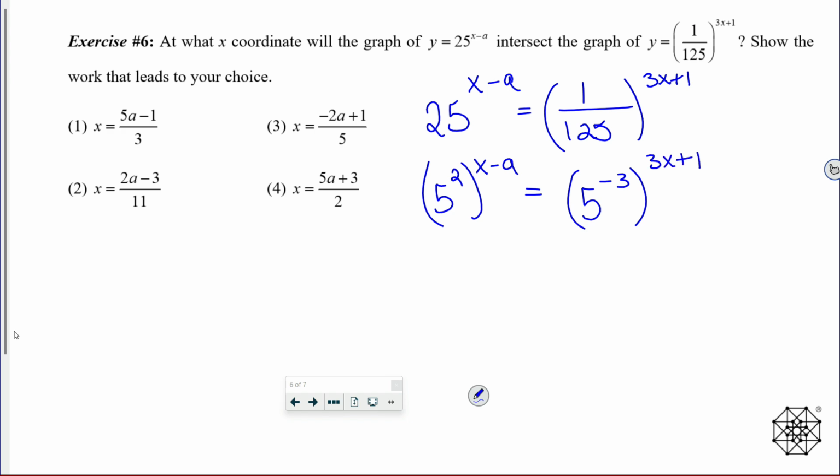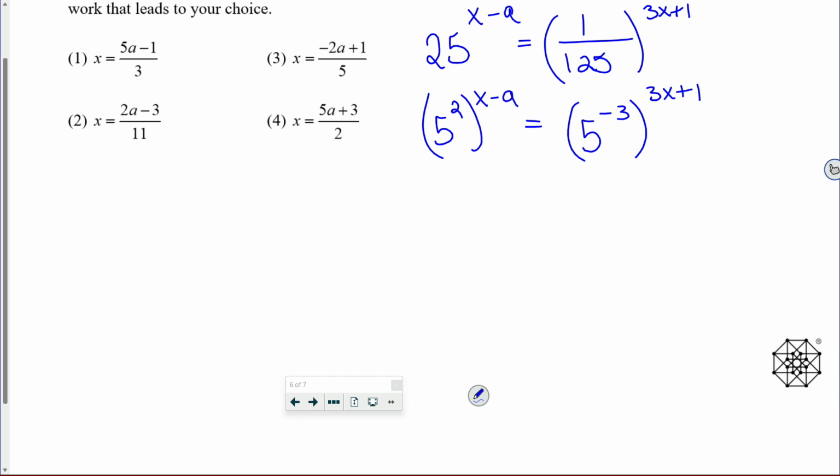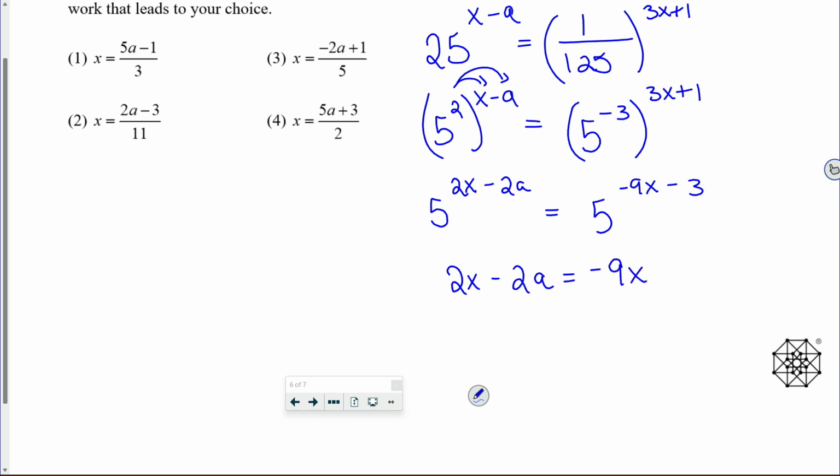We can now use that product property to distribute. So I'll get 5 to the 2x minus 2a, and it's very important that both of those get multiplied by 2. In this case, we'll have 5 to the negative 9x minus 3. Now that we've got a common base of 5, we can drop the bases. I'll get 2x minus 2a is equal to negative 9x minus 3.